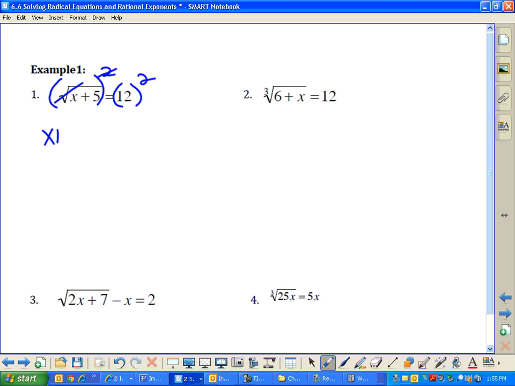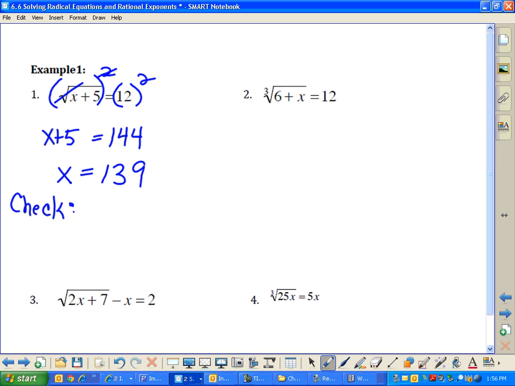So I have x plus 5 now equals 144. And then I solve using SADMAP. So in this case, I'm going to subtract 5 from both sides. I get a value for x of 139. I'm not done yet. I have to check. So here's me checking.